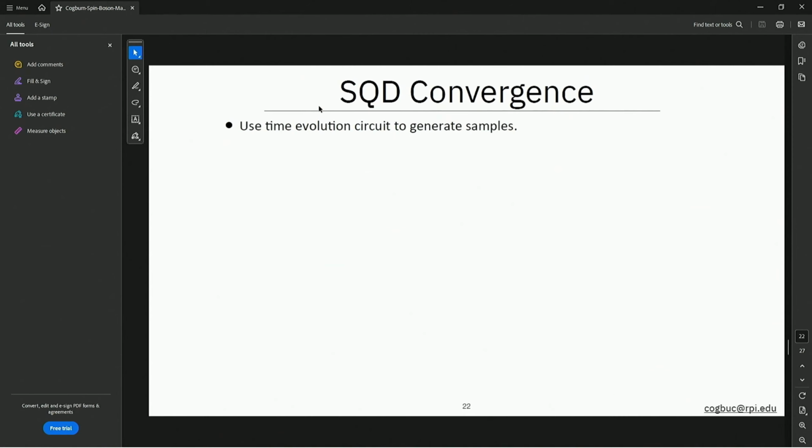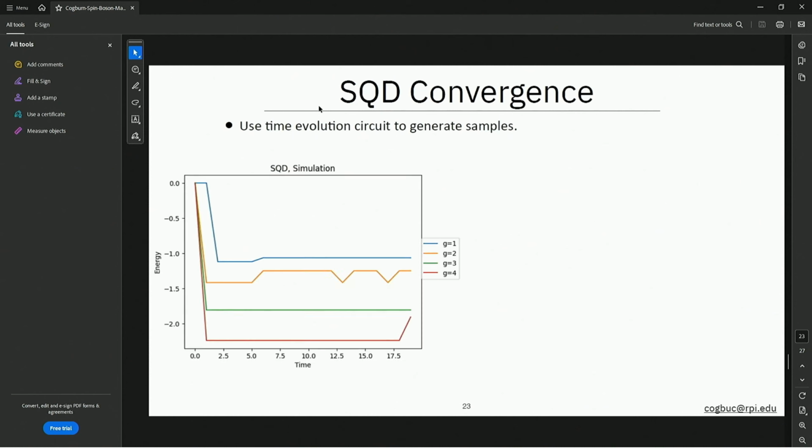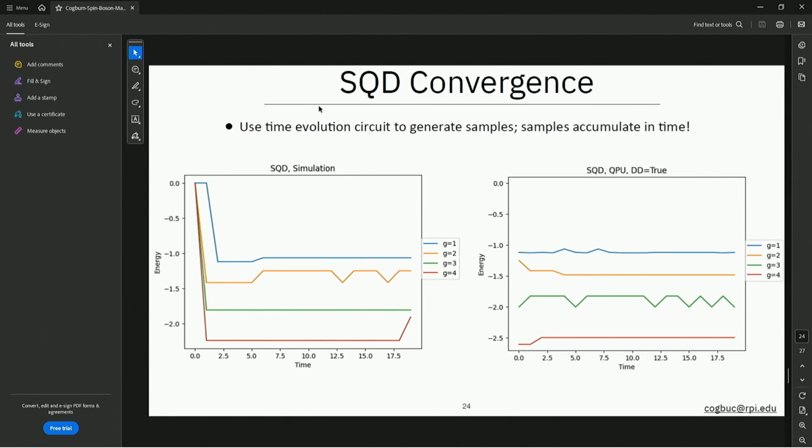So let's talk about the convergence of the eigensystem. Again, we use a time evolution circuit to generate our noisy quantum samples, with which we're going to use this algorithm to solve the eigensystem. If we do this with the simulated data, we get a plot like this. We see at first some oscillations and then a convergence to an estimated ground state. If we do it for the QPU data, we see something very similar as well.